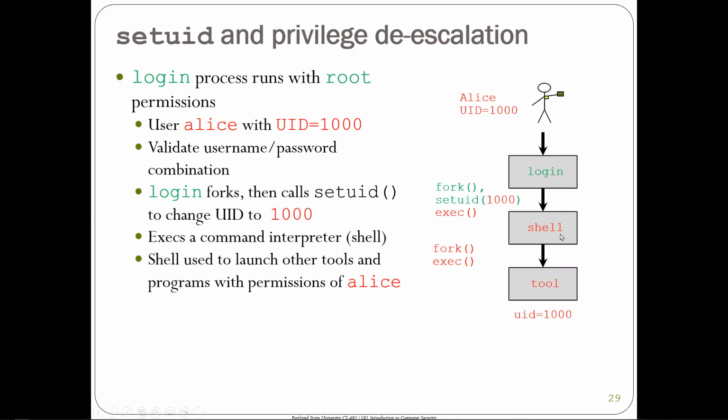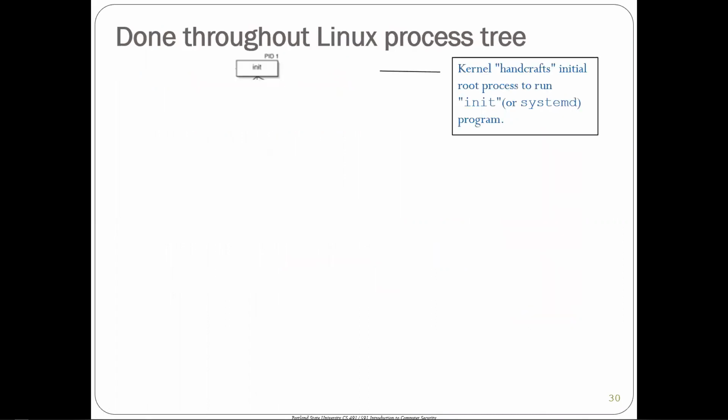Because now the parent, the shell, which is now the parent process for any of the commands Alice runs, has a UID of 1,000, so all of the children will have UIDs of 1,000. This is done throughout the Linux process tree. You have this special function that runs as root, has a PID of 1, the very first one. And this is crafted by the kernel and then run. And then from this init process will go through and launch all of the startup programs for Linux.